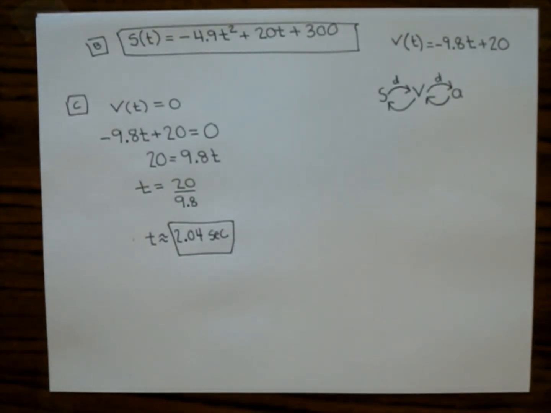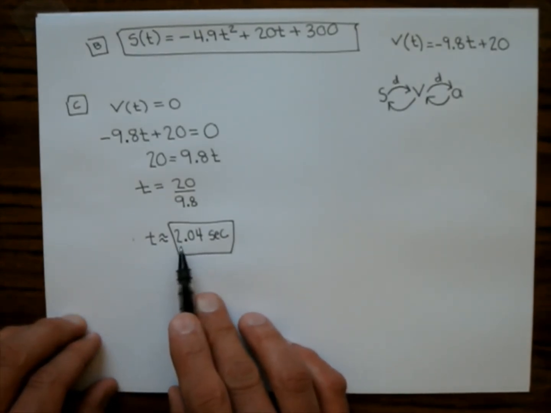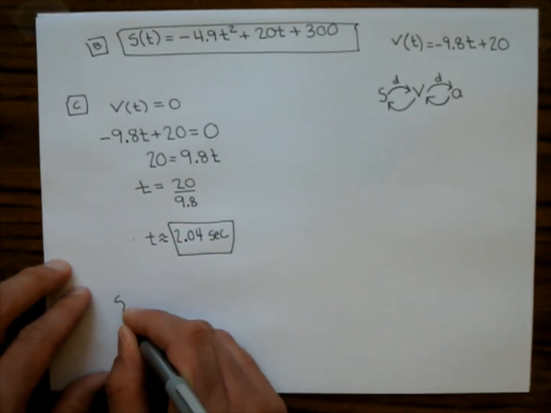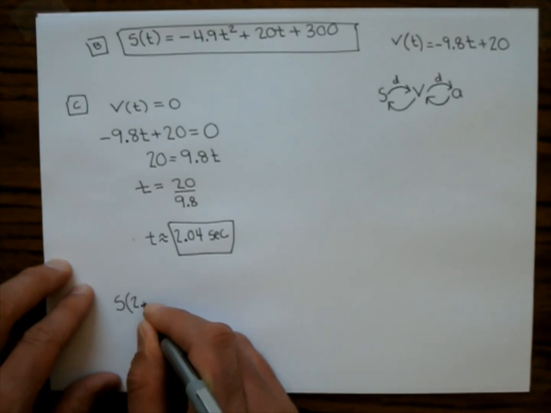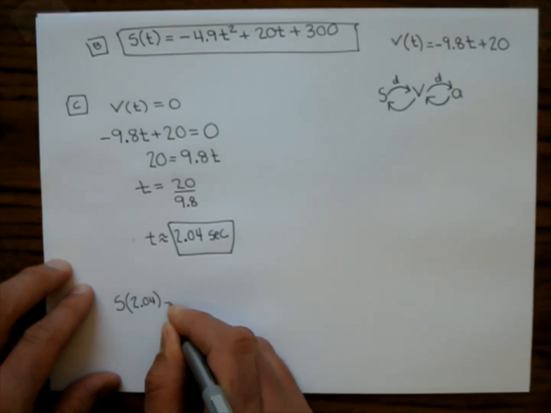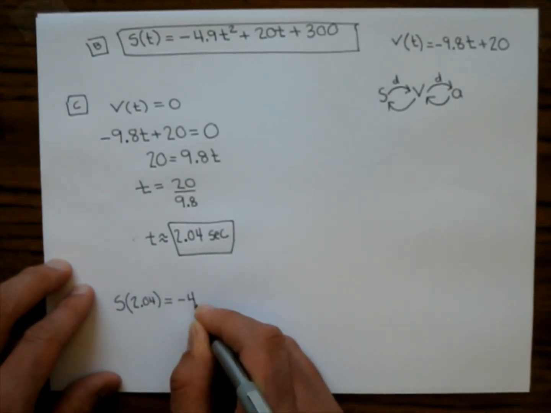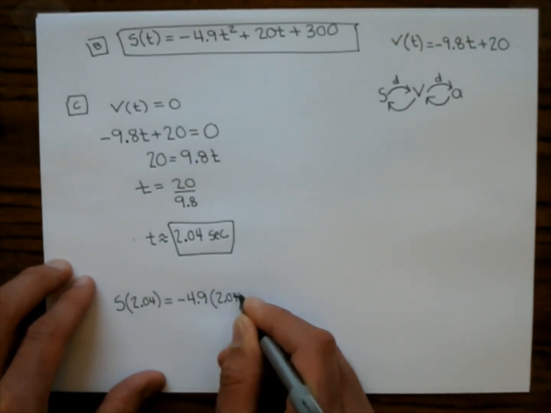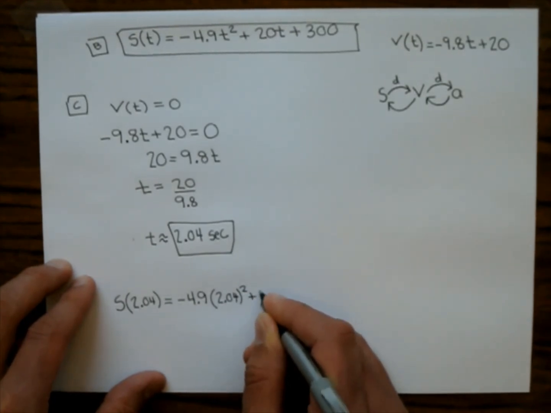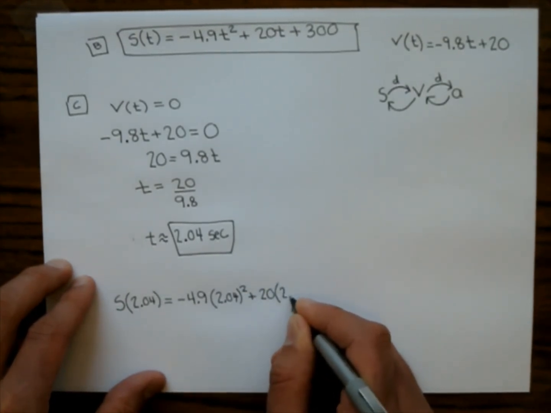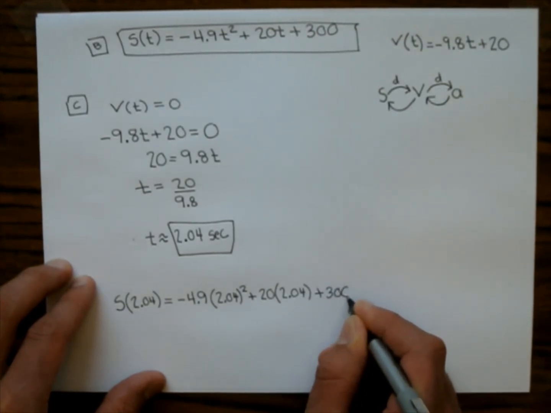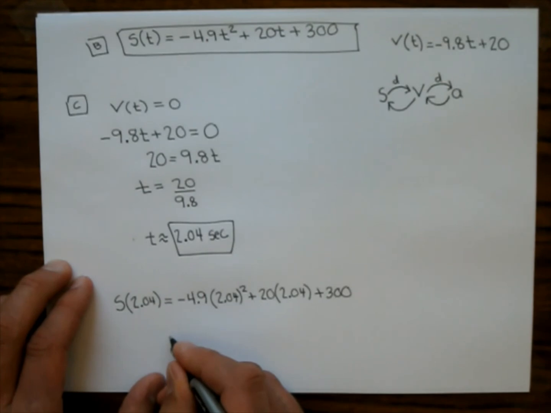Well, let's go ahead and answer the second part of part C. It says, what is the height? Well, how do you find the height when you have 2.04? You plug it into the position. So this is S of 2.04 equals negative 4.9 times 2.04 squared plus 20 times 2.04 plus 300.